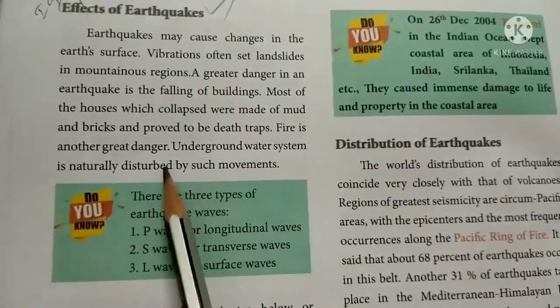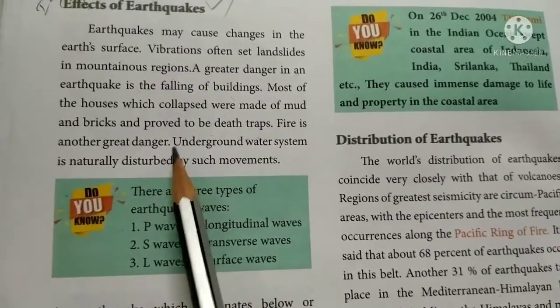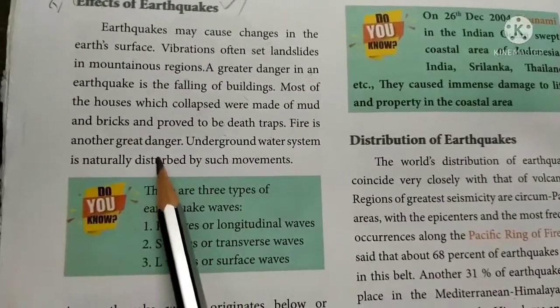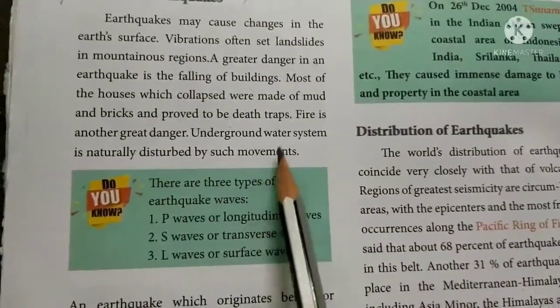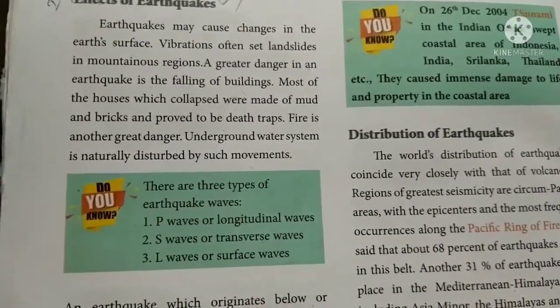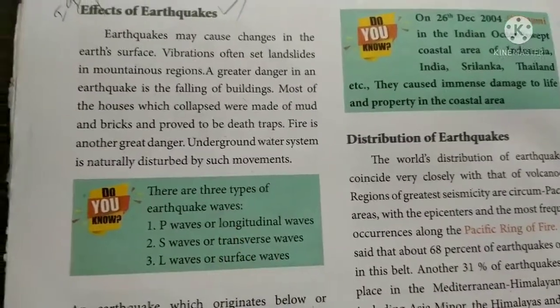Fire is another great danger, okay. Due to earthquakes, fire also will be dangerous to the people. And the underground water system is naturally disturbed by such movements, okay. So the underground water system also creates a great danger to the people.